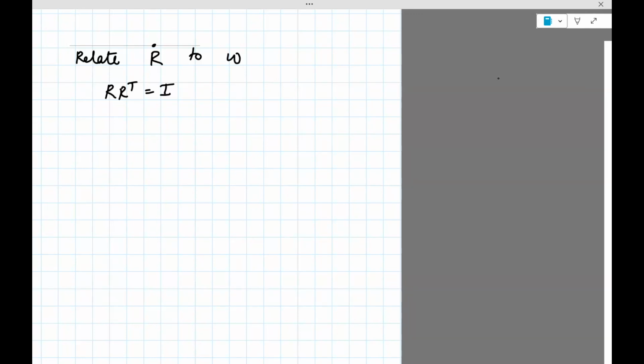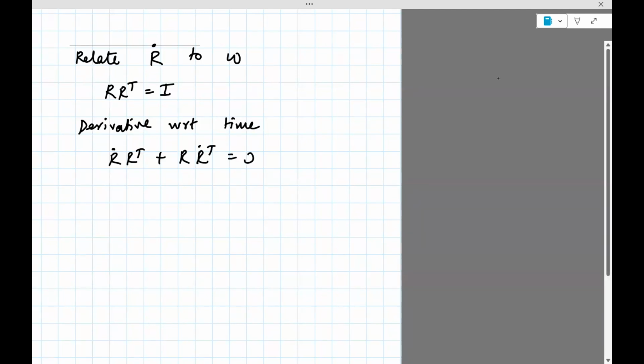This is true for a rotation matrix. They are orthogonal. That is, if you take R and multiply by its transpose, you should get I. It should be true for all rotation matrices. So we can take the derivative with respect to time. We have R dot R transpose plus R times R dot transpose equals 0. What I've done is the chain rule: I take the derivative of each term by treating the other one as a constant, and I is the identity, so it's constant.